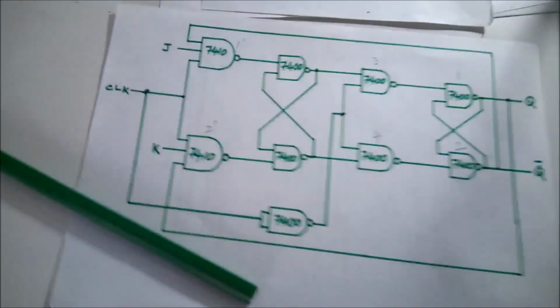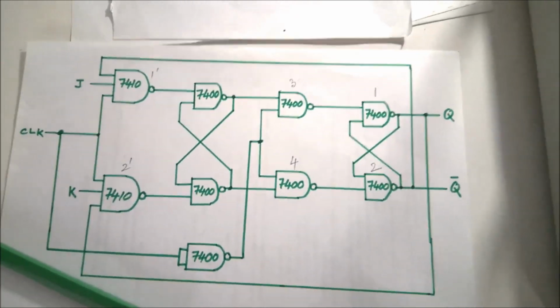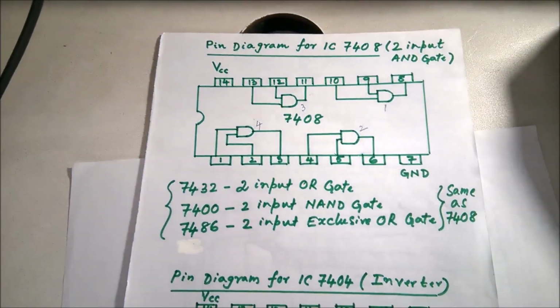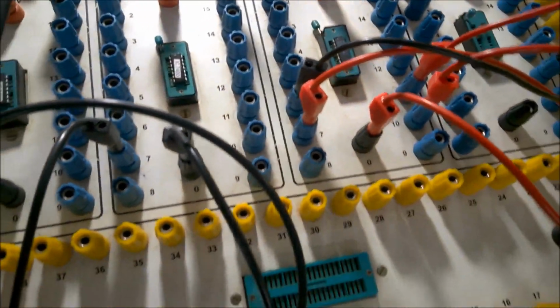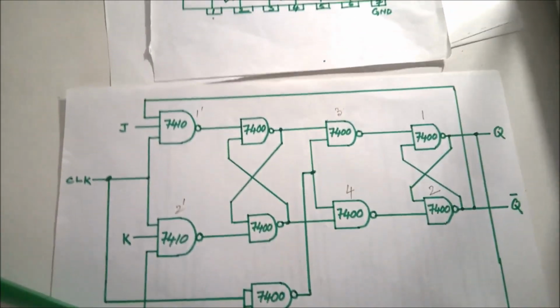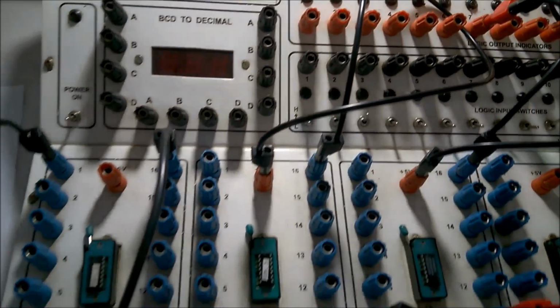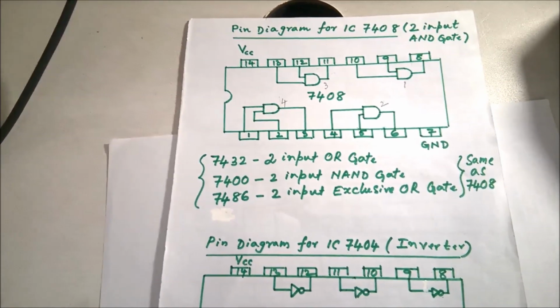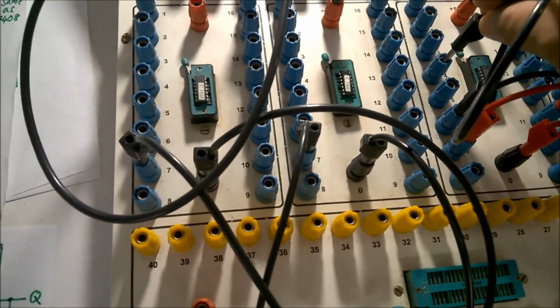Then coming to the input side. One of the inputs to gate 1 is coming from Q bar, and therefore I am bringing Q bar here. What are the inputs? The 9 and 10. Therefore Q bar has been connected to 9. And then for gate 2, one of the inputs is coming from Q. Therefore I am connecting Q here, and coming to the inputs of gate 2, 4 and 5, I am connecting to 4 here.